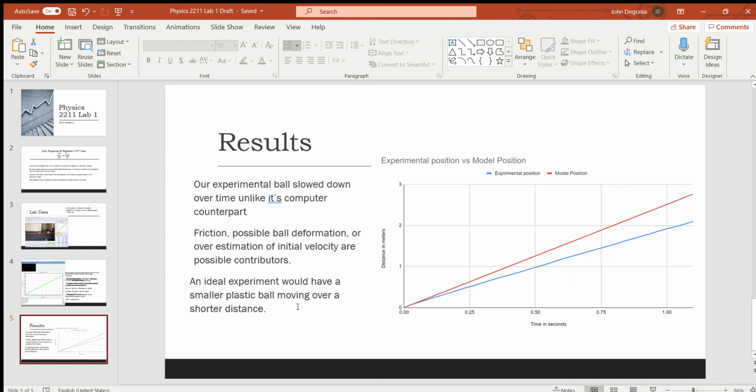A more ideal experiment would have maybe a small plastic ball that could not be deformed, was perfectly round, and moving a shorter distance, so it doesn't have as much time to slow down like the soccer ball did.